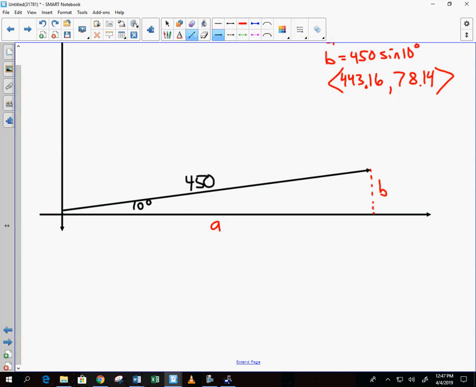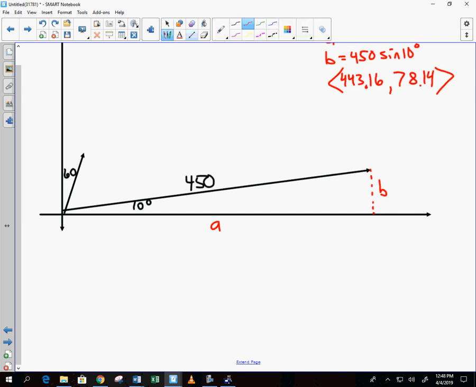What about the wind? Which direction is that going? North 20 degrees east. Okay, so I've got north 20 degrees east. Why did I draw this vector so much shorter? Because it's 60. The other one's 450. See that?